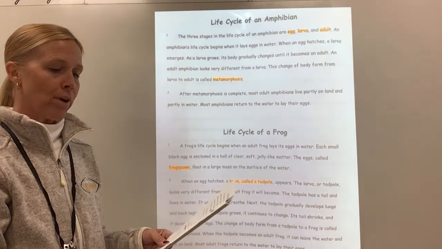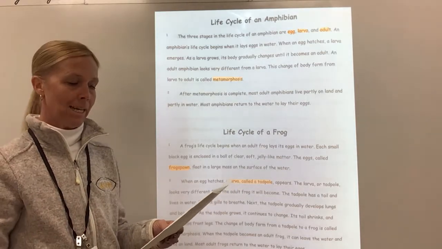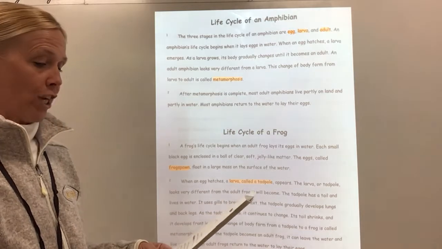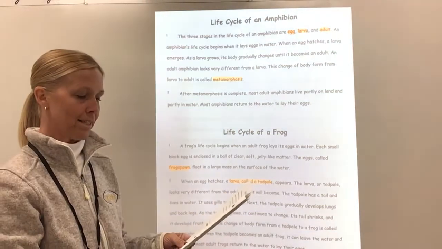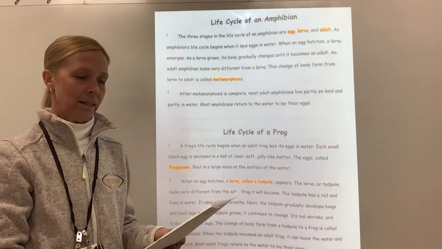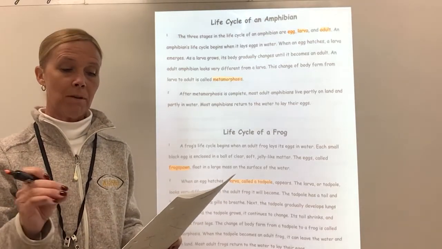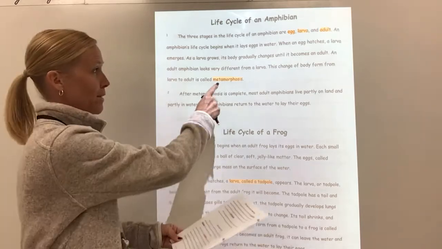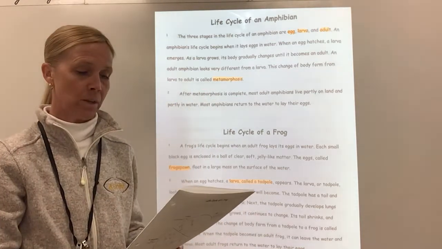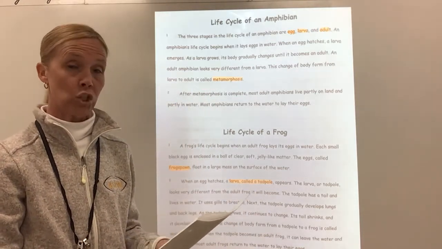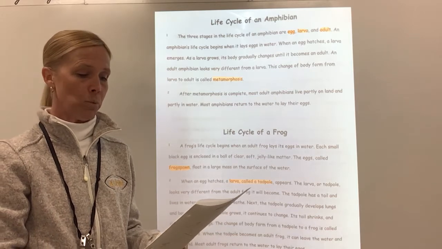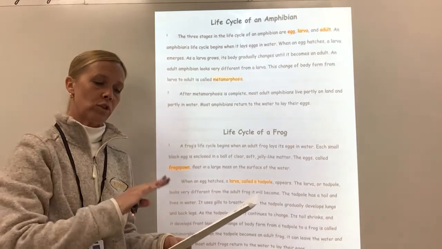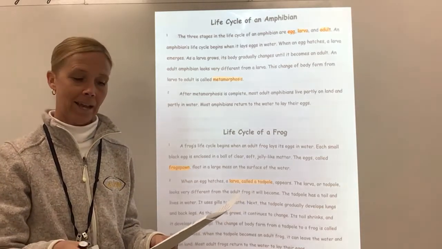Next, the tadpole gradually develops lungs and back legs. As the tadpole grows, it continues to change. Its tail shrinks and it develops front legs. The change of body form from a tadpole to a frog is called metamorphosis. There's that word again that we saw earlier. When the tadpole becomes an adult frog, it can leave the water and live on land. Most adult frogs return to the water to lay their eggs.